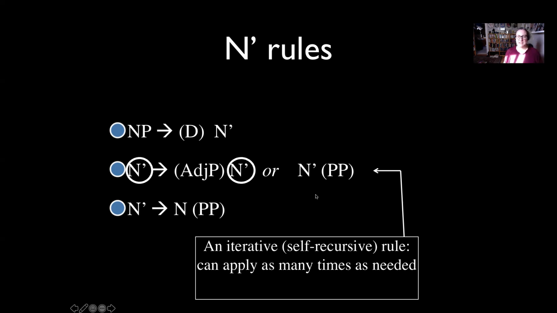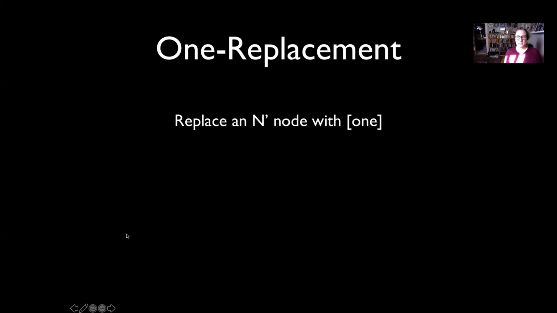You'll notice an N-bar is made of a noun and a prepositional phrase, and then a prepositional phrase can be made of a noun phrase and a preposition. So that's where that recursivity stays in the middle there. That becomes important later. So we use a test to sort out the N-bar nodes, the one replacement. You can replace an N-bar node with the word one, not the N and not the noun phrase. So you can't replace the noun with one.